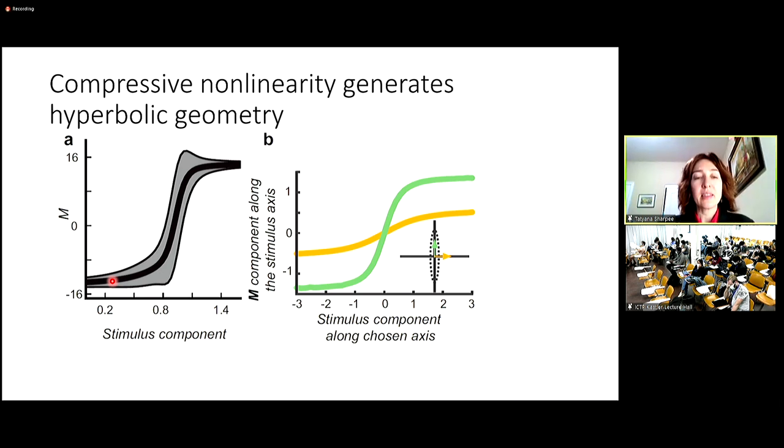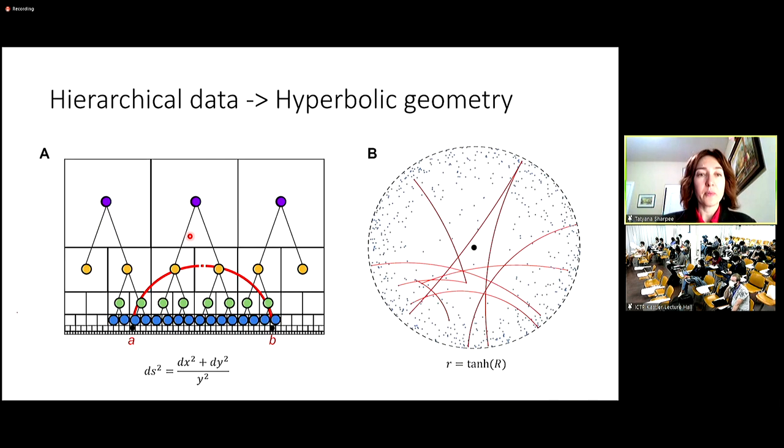So one can see that if you have a binary neuron, the probability of spiking is limited between 0 and 1. So in general, there will be some kind of nonlinearity like this. And then the transformation from stimuli to this information-preserving population vector T will have a compression that is similar to a Poincaré representation. So now I'll stop and ask for questions.